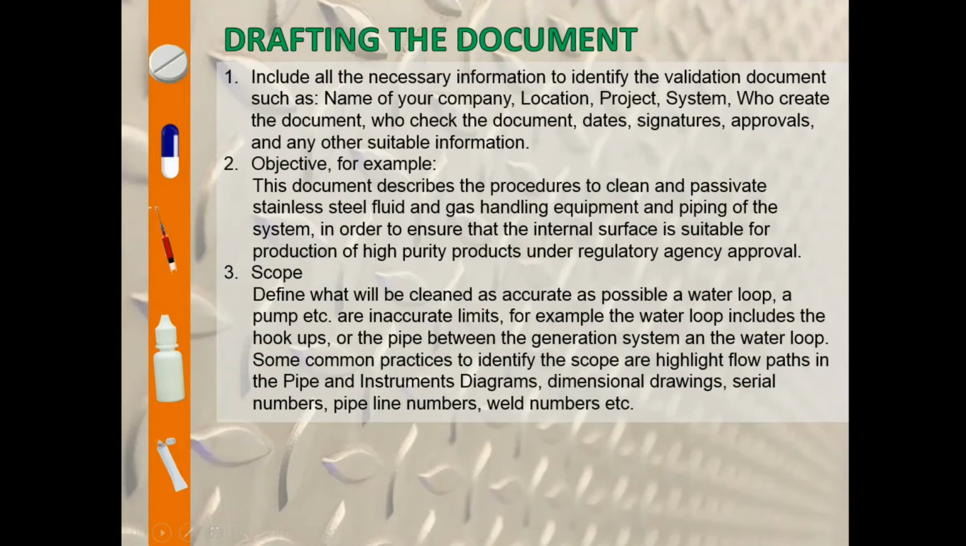To say that we passivate a water loop or a pump is not clear enough. For example, does the water loop include the pipe between the generation train and the water loop? Or what is the serial number of the passivated pump? Drawings help us to identify better what we clean. For example, pipe and instrument drawings or P&IDs, part drawings, well maps, or any other suitable drawing.